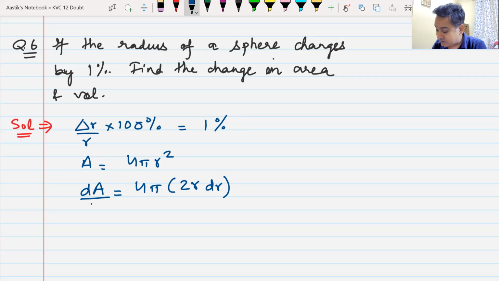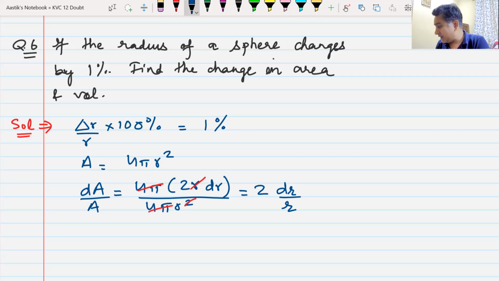Now if I divide both sides by area A, 4 pi r square, and this is what we always do. What happens, my dear friends, is that r cancels, 4 pi cancels, and I end up with 2 times dr by r. dr by r is basically your change in radius divided by original radius. Now this dr by r is given as 1%.